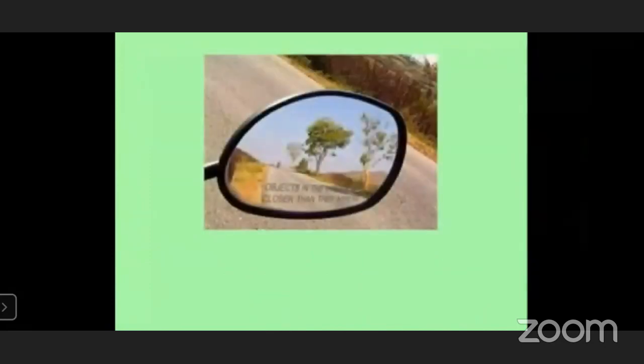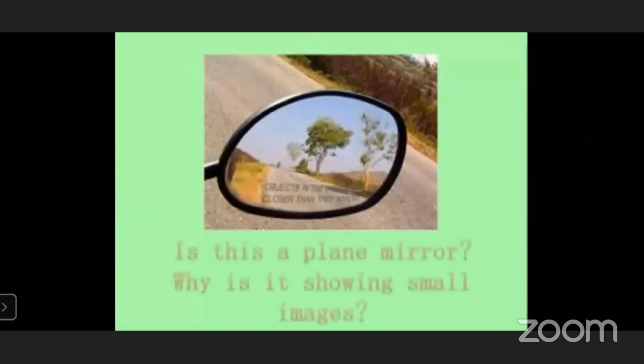You see here a side mirror of a two-wheeler. A big tree appears small in this side view mirror. Is this a plane mirror? Why is it showing small images? Just think of it, children. How do the images form in the mirror?